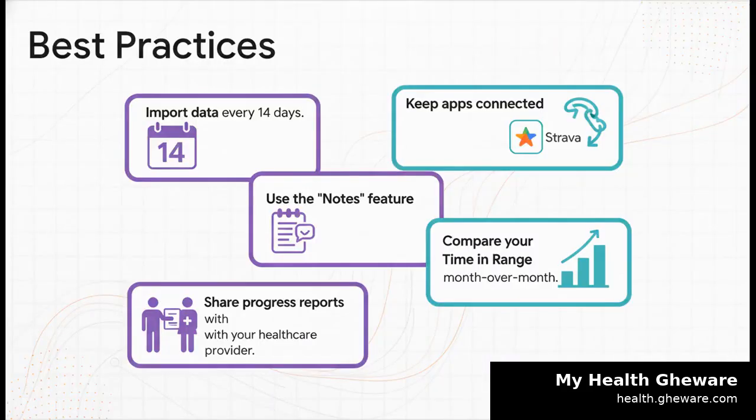Now for some best practices. To really get the most out of this, try to get into a simple rhythm. Upload new data every couple of weeks. Keep those other apps connected so the data just flows in automatically. And here's a great tip. Use the Notes feature to tag meals or specific events. The more context you give the AI, the smarter it gets.